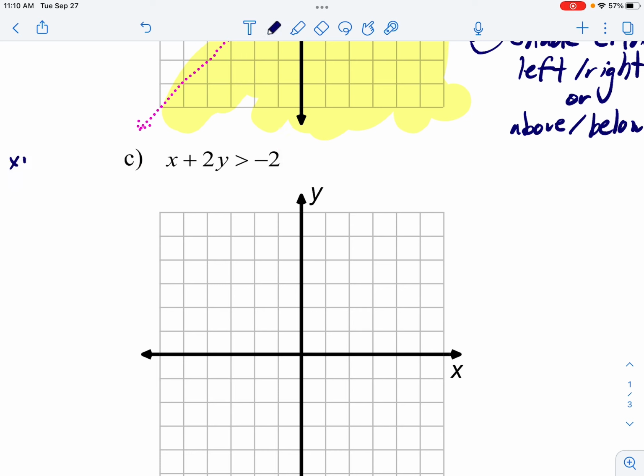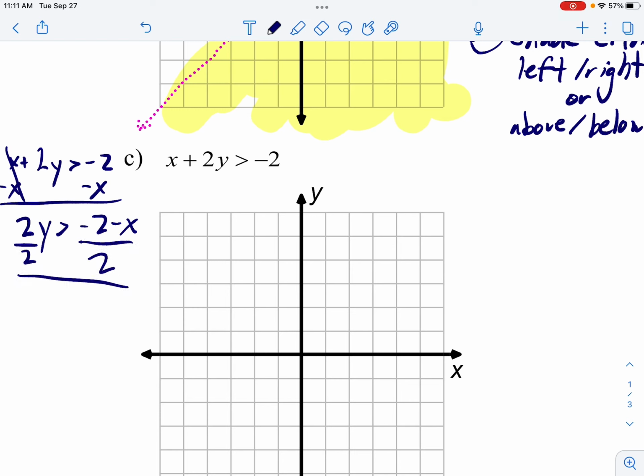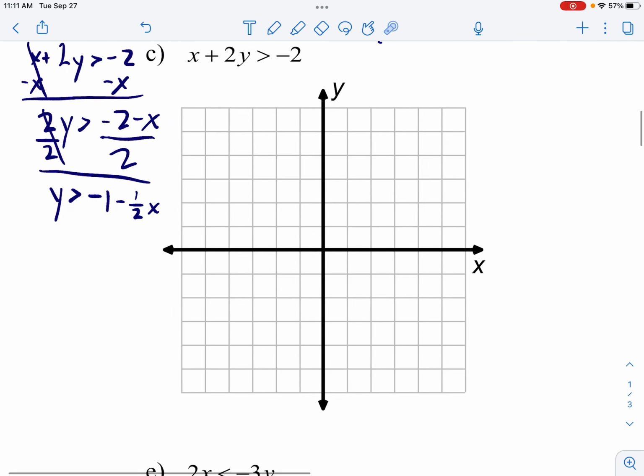So we're going to start with x plus 2y is greater than negative 2. We're going to get y by itself, so we're going to subtract x from both sides. 2y is greater than negative 2 minus x. And then let's divide by 2 on both sides. That gives us y is greater than negative 1 minus 1/2 x. Okay? And then we're going to graph this almost exactly as if it were the line y equals negative 1 minus 1/2 x.